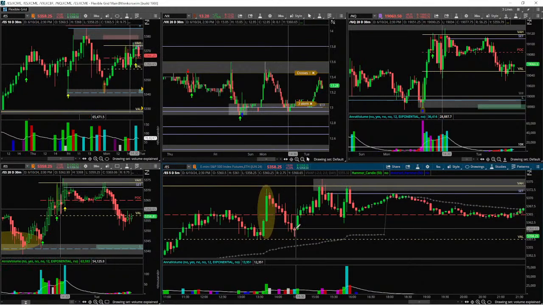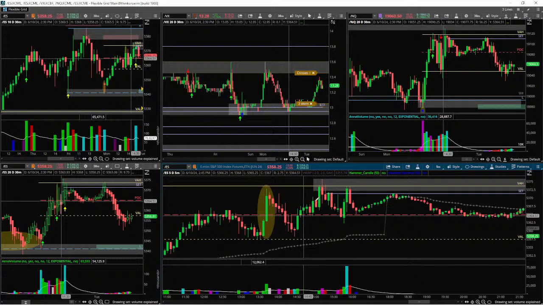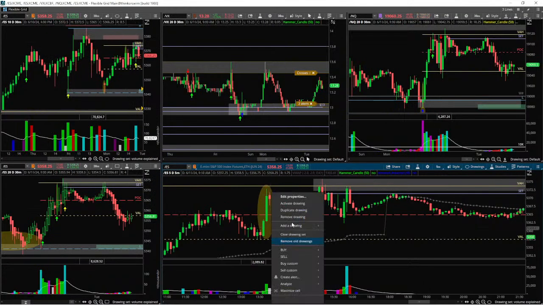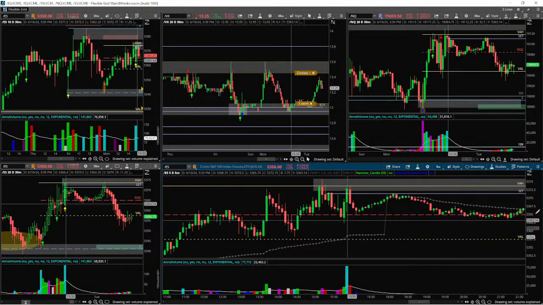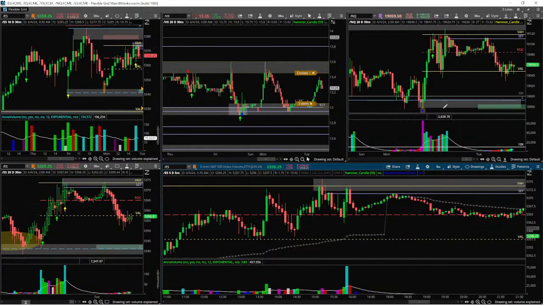All right, so the name of the game is being patient. This would have been a nice entry right here, the break of this channel, and then just take it up higher. So I'm going to keep looking at these higher time frames for my direction, as well as VIX.